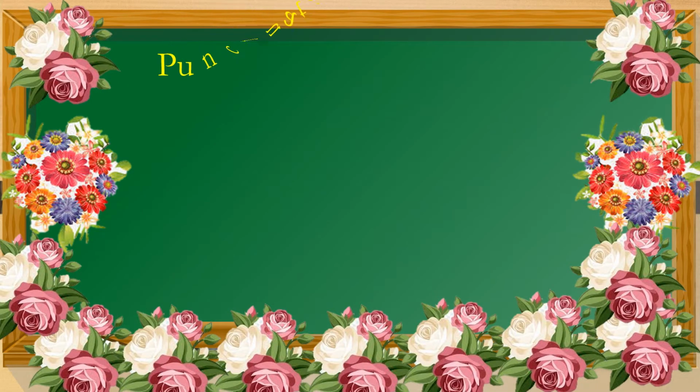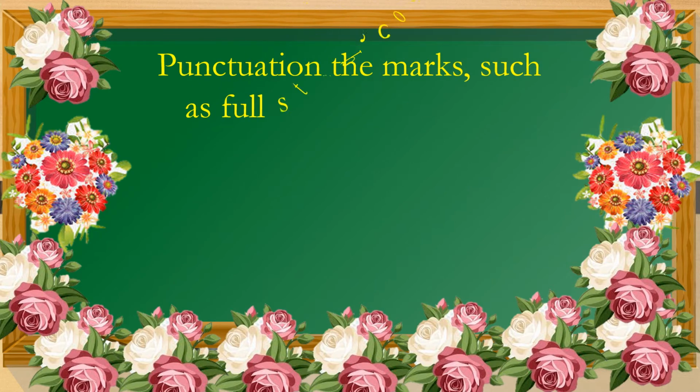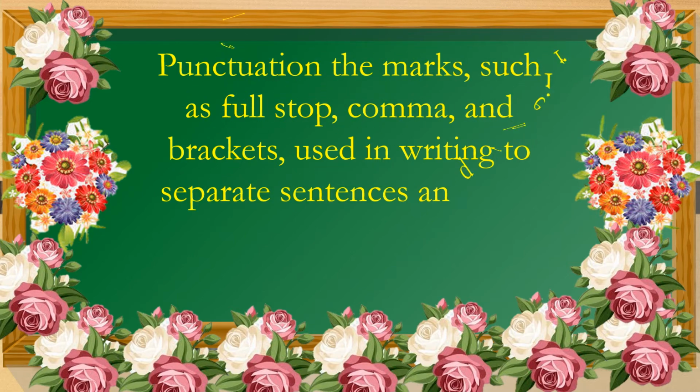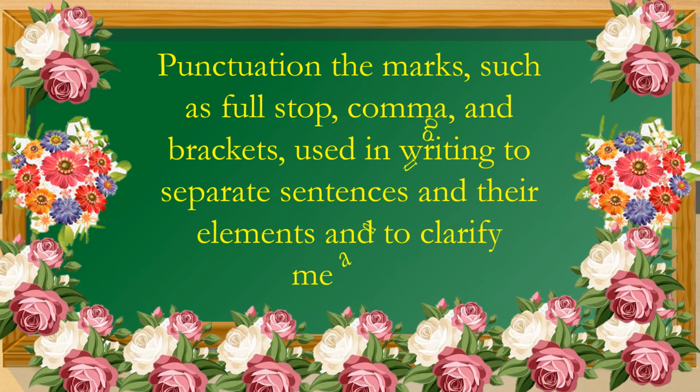Okay, what is punctuation? Punctuation is the mark such as full stop, commas, and brackets, which is used in writing to separate sentences and their elements and to clarify the meaning of the sentences. I hope you pay attention to what I said: punctuation is the marks, the symbols that you use in writing. When you write, you use the punctuation mark to clarify meaning. That's why we need to use punctuation in our writing. Okay, next slide.